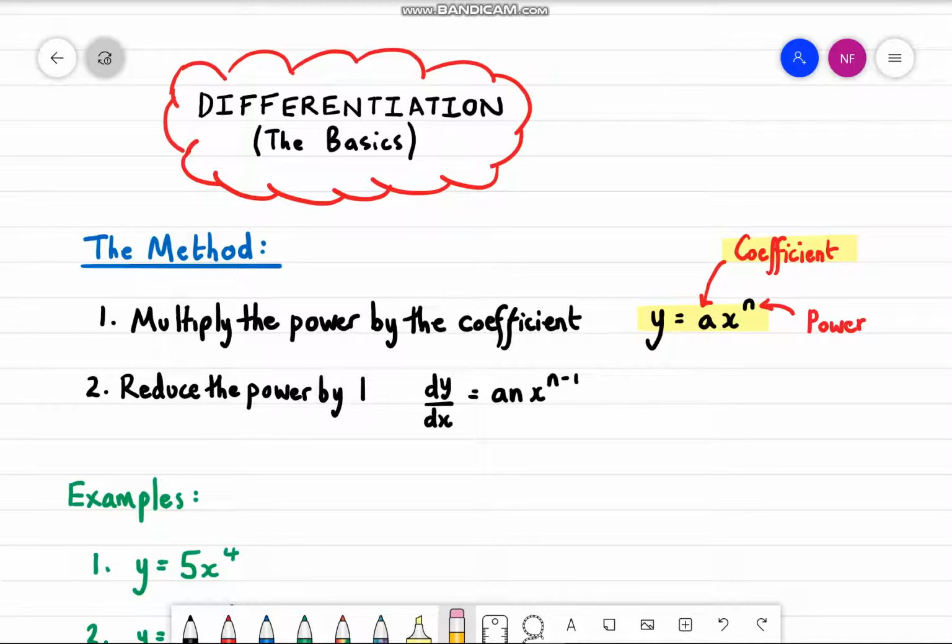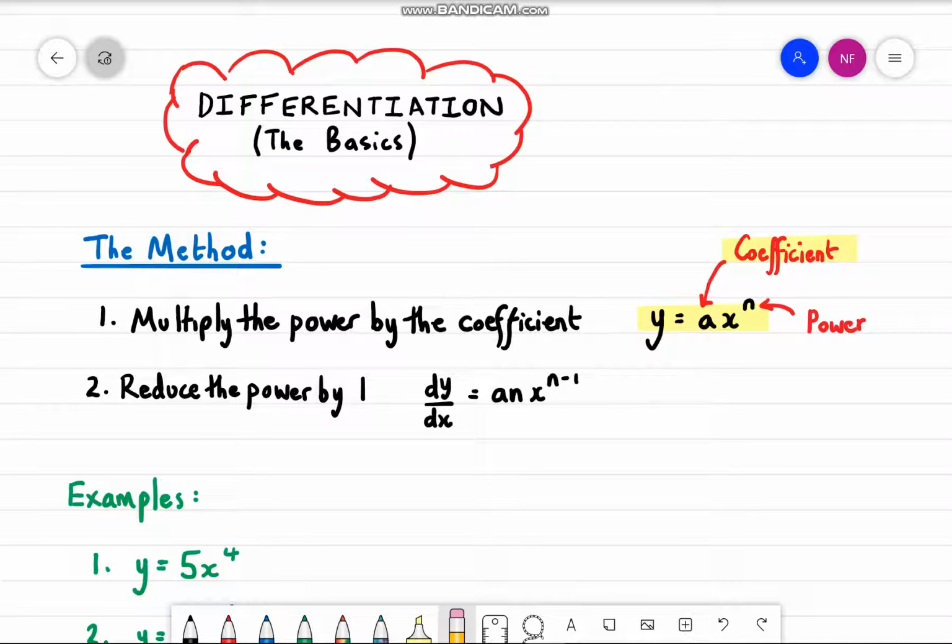The method of differentiation goes as follows. You must multiply the power by the coefficient, this is all of the term, and then reduce the power by 1. So if we look at the top right, the term y equals ax to the power of n has coefficient a and power n.